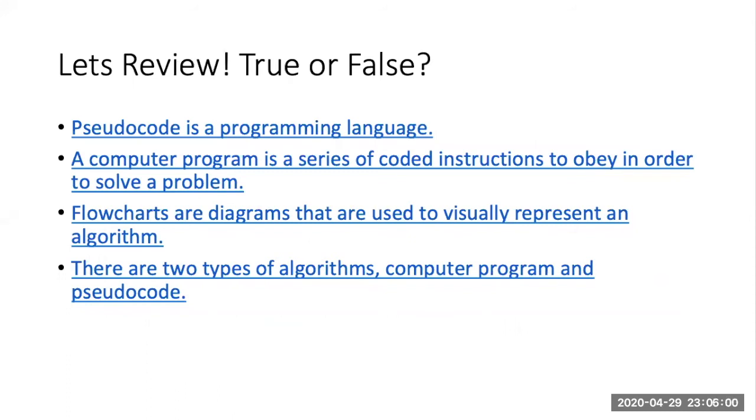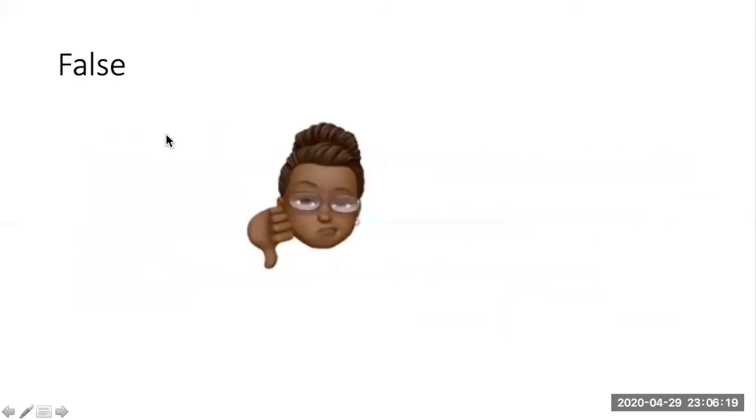Okay, we are almost to the end. Let's review. True or false? Pseudocode is a programming language. Take a little time to think about the question. If you answered false, that is correct. Pseudocode is an algorithm. It's not a program language or computer language.